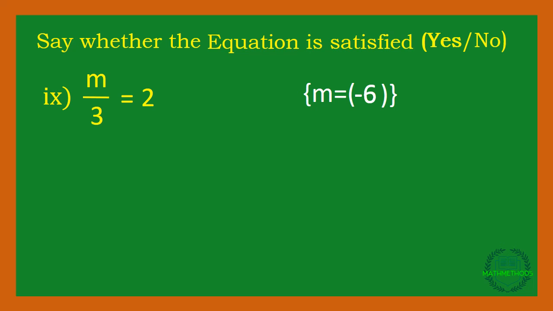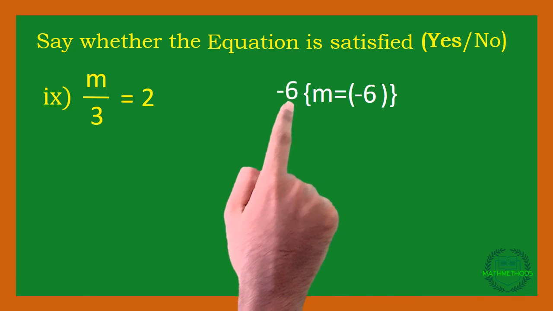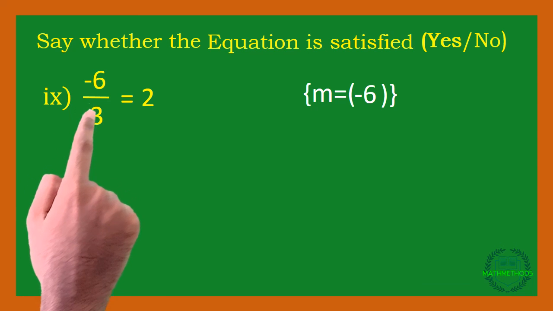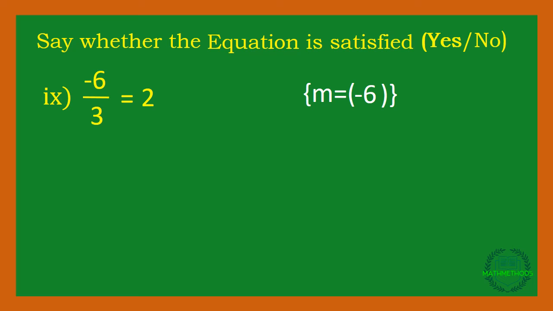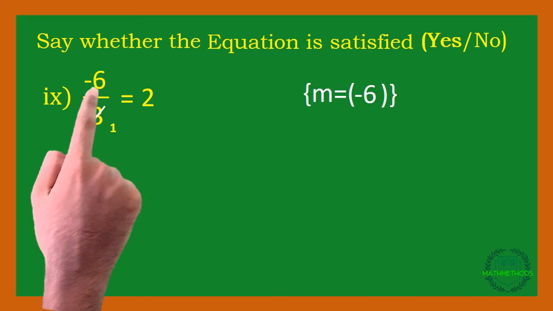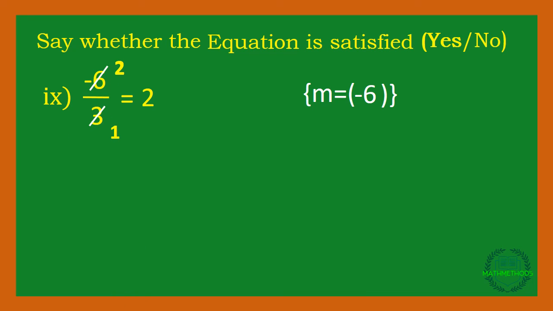Now let's put the value of m equals minus 6 in place of m in this equation. Now in the left hand side we have minus 6 upon 3. We can divide minus 6 upon 3 as 3 ones are 3 and 3 twos are 6. By dividing minus 6 by 3, we get minus 2 in the left hand side and the value of the right hand side is 2. Minus 2 is not equal to 2. This means the left hand side is not equal to the right hand side. So the answer here is no.